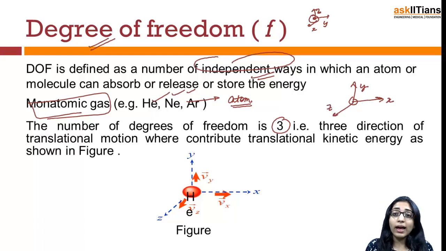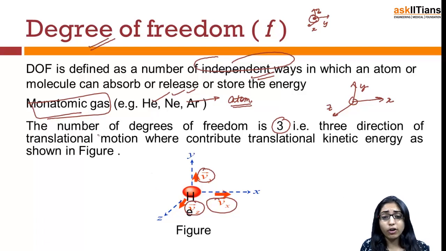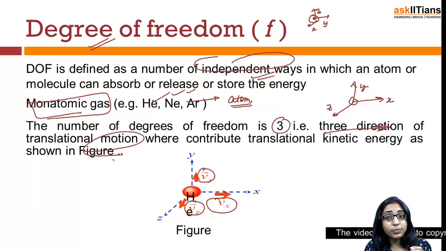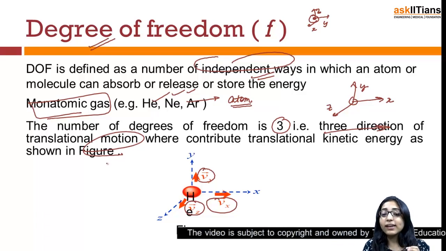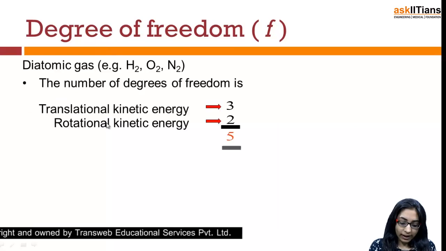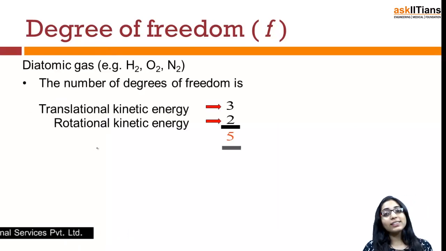That means it will have velocity either along the x-axis, written as vx, or along the y-axis, vy, or along the z-axis, vz. So for any particular monoatomic gas, there will be 3 different degrees of freedom. And why 3 degrees of freedom? Because there are 3 directions of translational motion, which contribute to the total translational kinetic energy of the molecule.